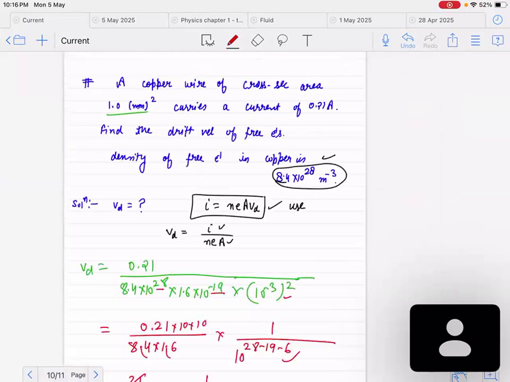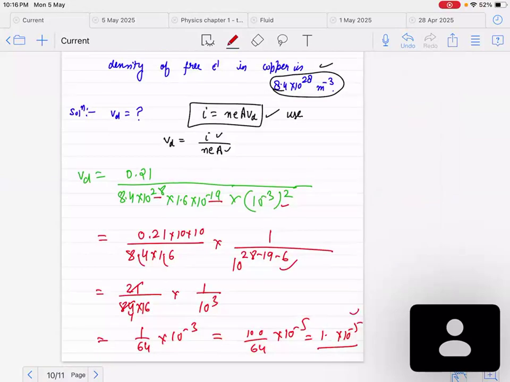See, in the answer, the first number and the power should be the correct one.